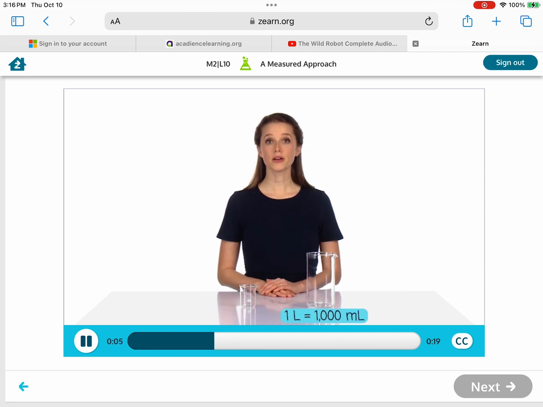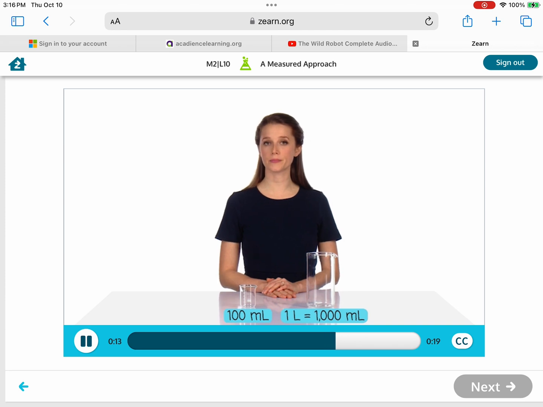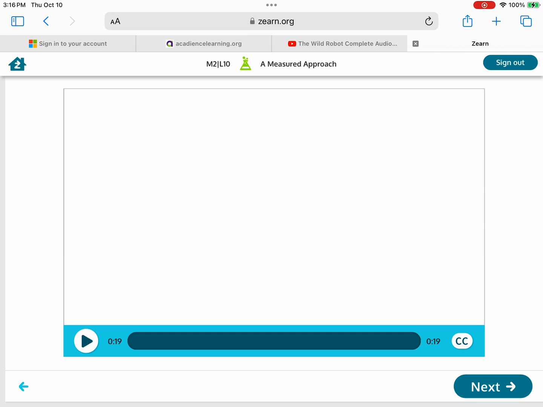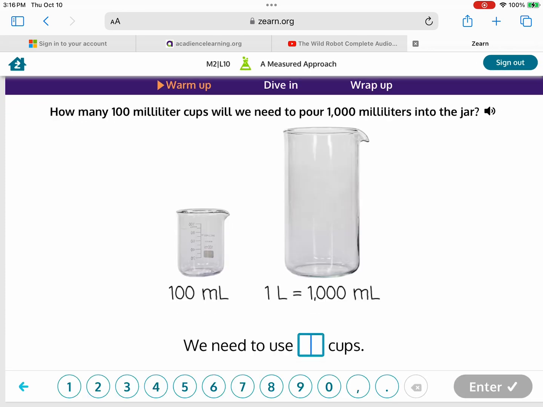Let's use this cup to pour water now. The cup holds 100 milliliters, so we can use it to fill the jar 100 milliliters at a time. How many of these cups do we need to use to pour 1 liter? How many 100 milliliter cups will we need to pour 1,000 milliliters into the jar?